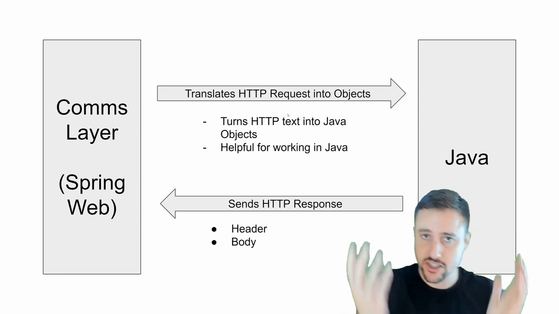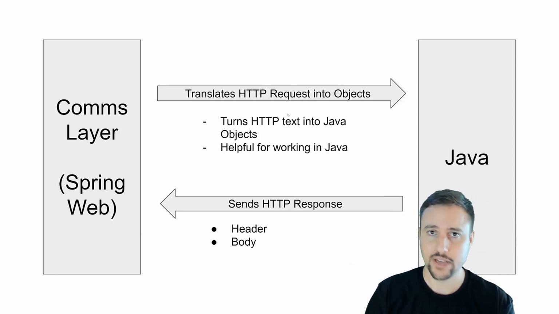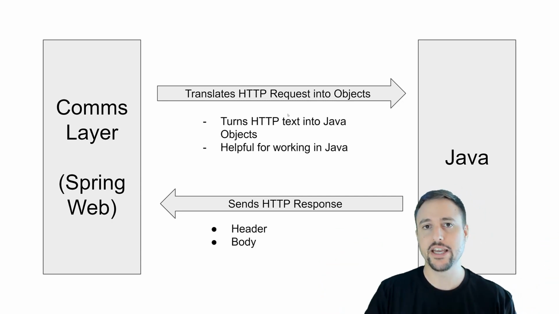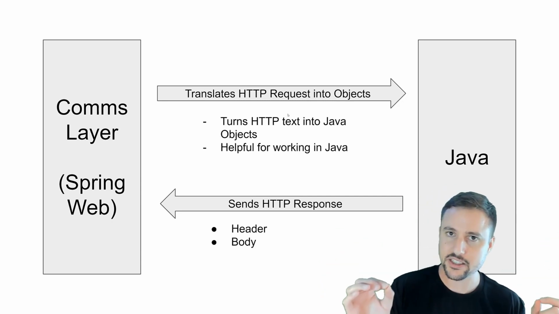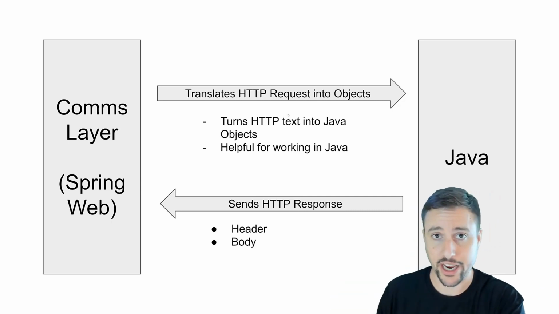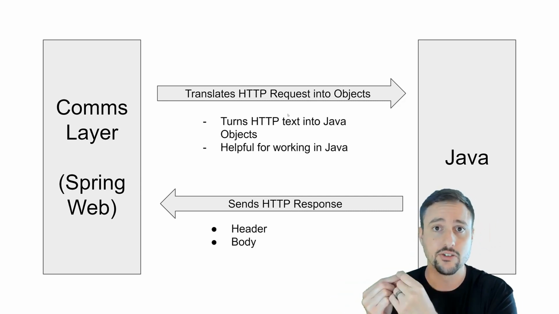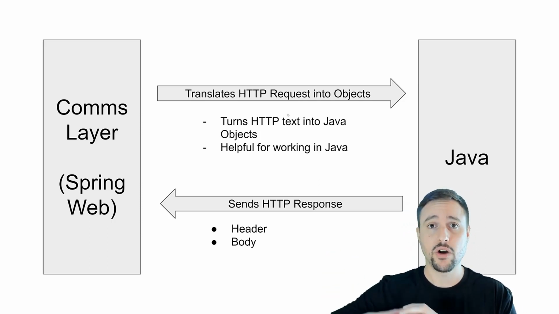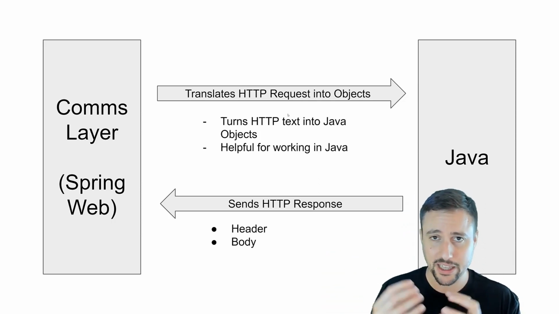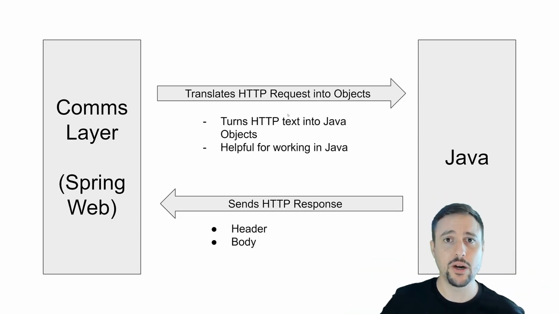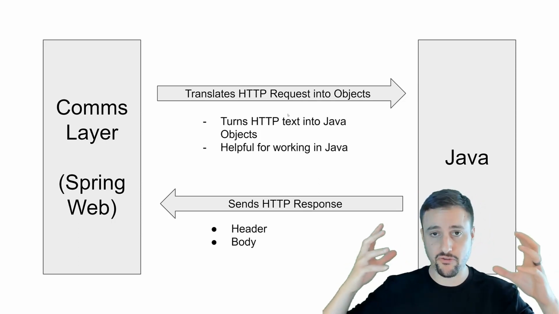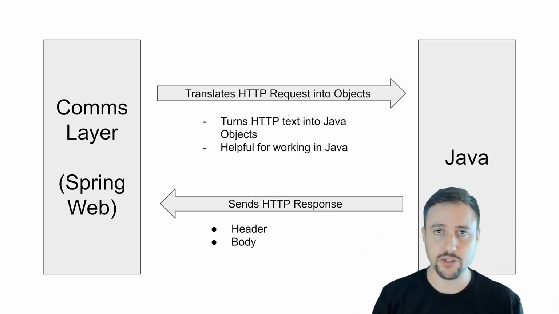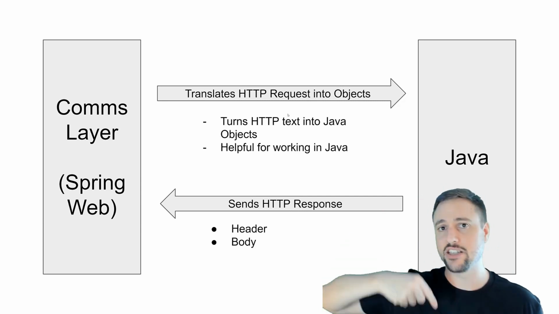So it takes the text format, since HTTP requests globally or universally are just text, right? It translates it from plain old text into Java objects that the Java language can use and understand. And that is extremely helpful because when you're working in the world of Java, you don't want to be parsing a bunch of text. You don't want to be working with just string data. You want to be working with full objects, real objects.